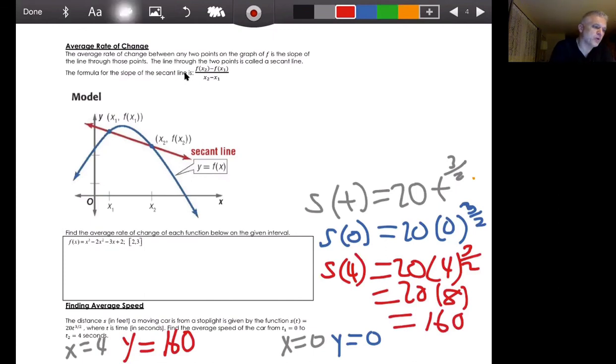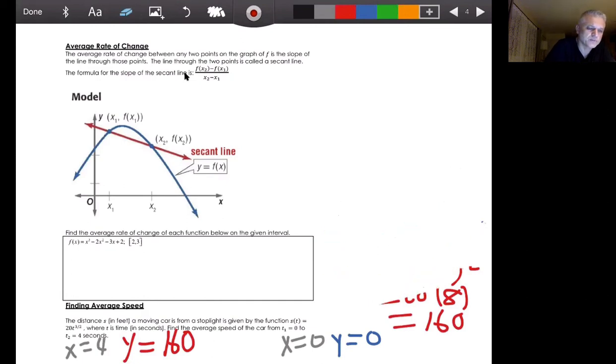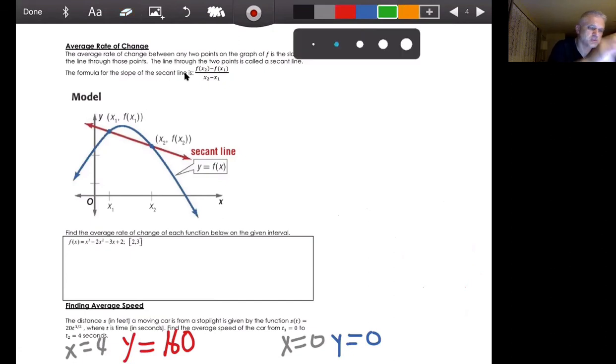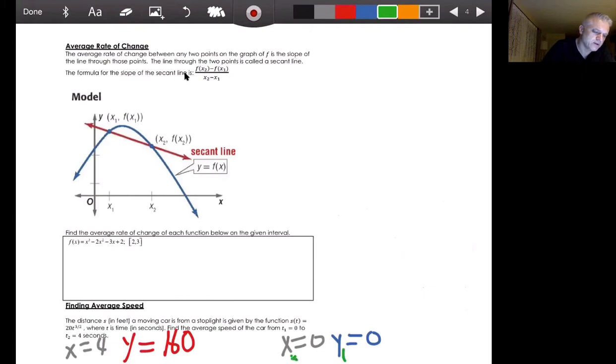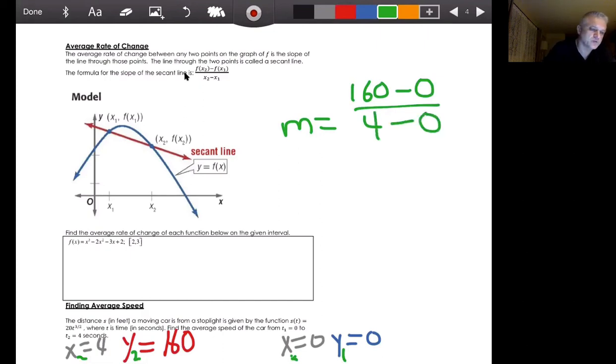Okay, so I've got my ordered pairs. I'm going to erase my work on how I got the ordered pairs, and I'm going to finish this off by using my slope formula, my average rate of change formula, to find the average speed. So I have, let's call this x1, y1, and x2, y2. So these are my 2 ordered pairs. When the x coordinate is 0, y was 0. When x was 4, y is 160. So the slope, or the average rate of change, in this case the average speed, is y2 minus y1 over x2 minus x1. So that's 160 over 4, which is 40.